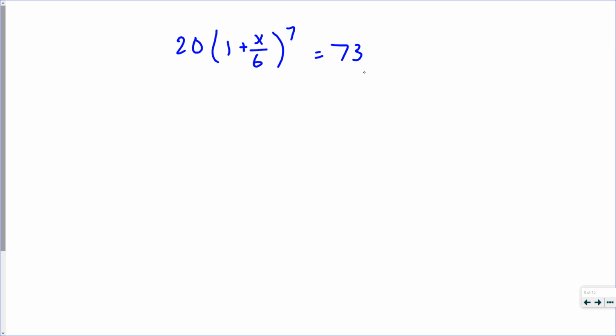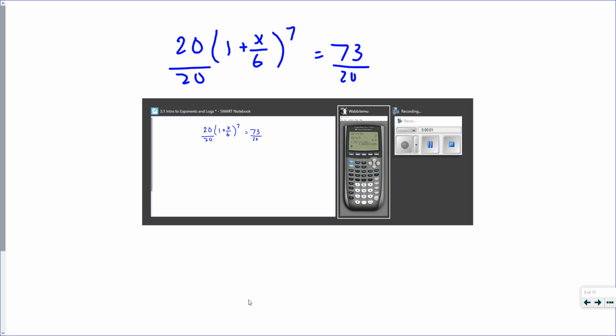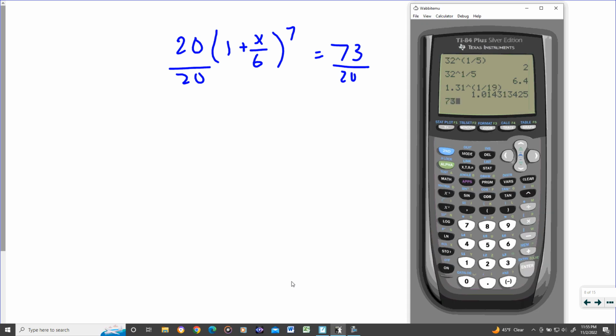Let's just jump right into it. Always start from the outermost operation. The outermost, or the last operation being done here, is not the exponent, it's the multiply by 20. So we're actually going to divide both sides by 20 to start. And 73 divided by 20 is going to be, oh goodness, I'm blanking out on this one. It's late, folks. 73 divided by 20 is 3.65.